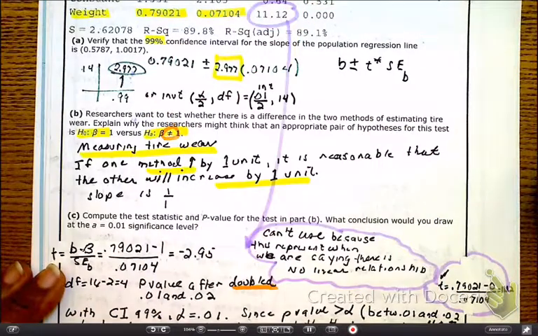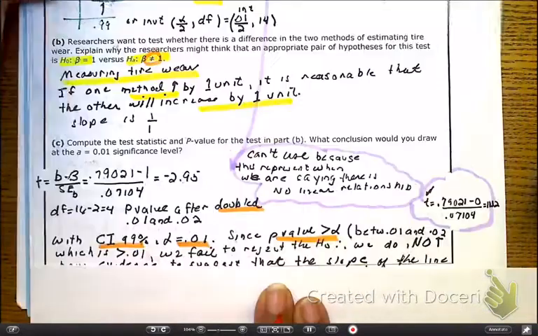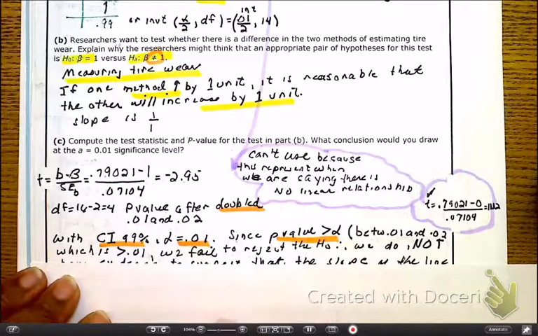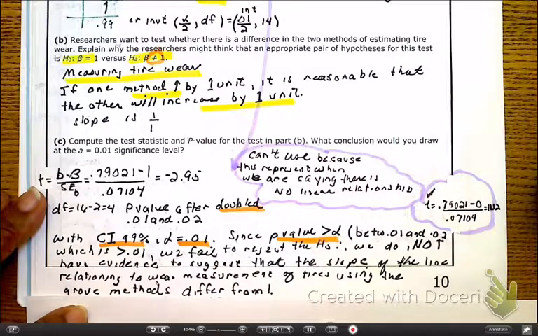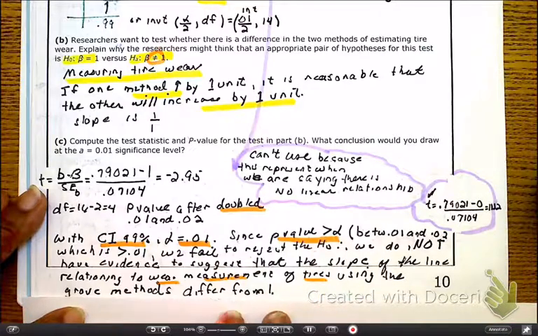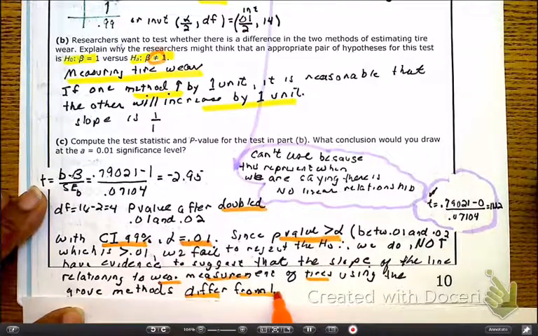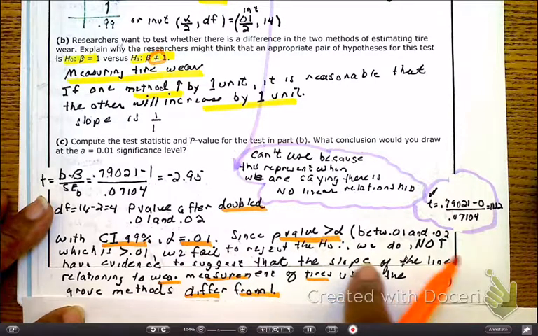So as you can see what I have right here, because our confidence interval was 99%, that makes our alpha level 0.01. We have a p-value that's greater, barely greater, but nevertheless greater than 0.01. So we're going to fail to reject the H0. So we do not have convincing evidence that the slope of the line that relates to the wear of the measurements of the tire using the different methods differs from one. So we don't have the evidence to support that information.